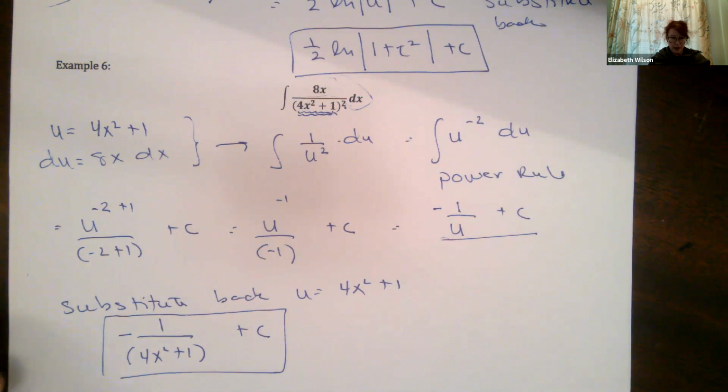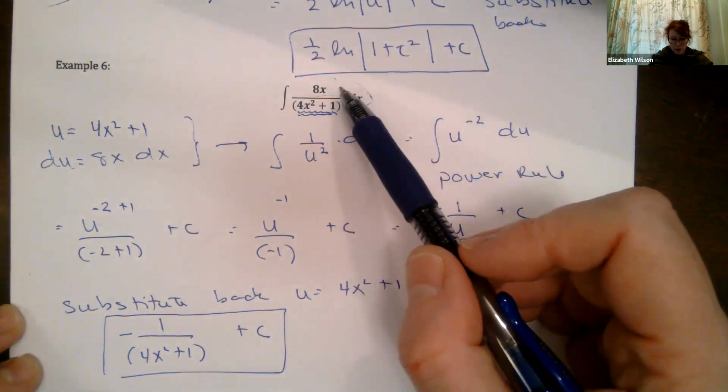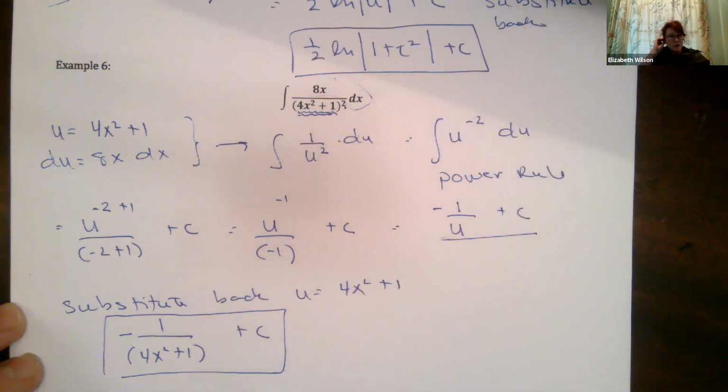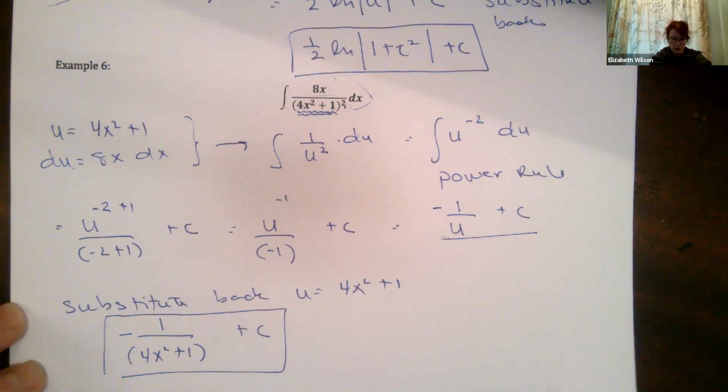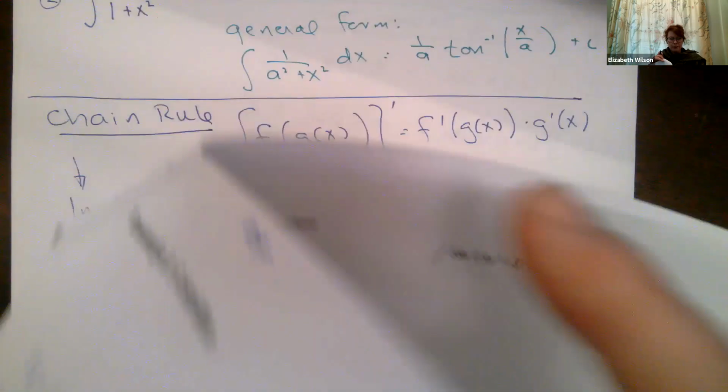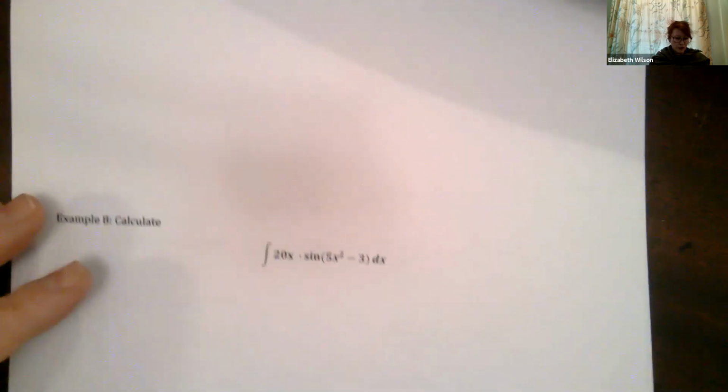Everybody see how we did that? Be careful, it's a common mistake people make: 1 over 4x squared plus 1 quantity squared. But then when you go to take the derivative of that, it's much more complex. Remember, you're looking for a simple piece that you're trying to substitute for, an inner function. Think f of g of x. What's my g?